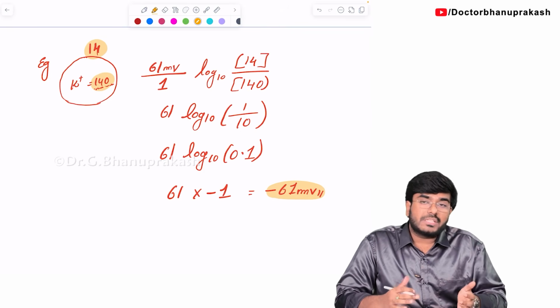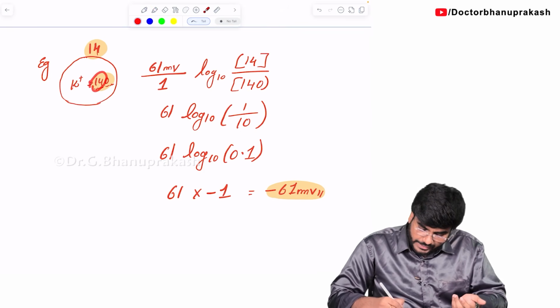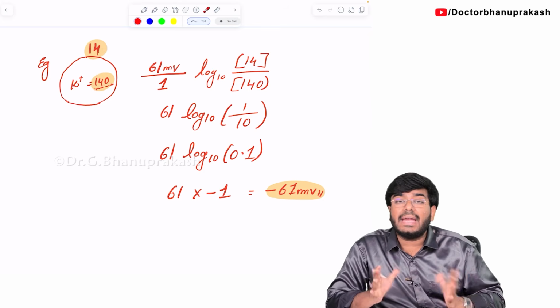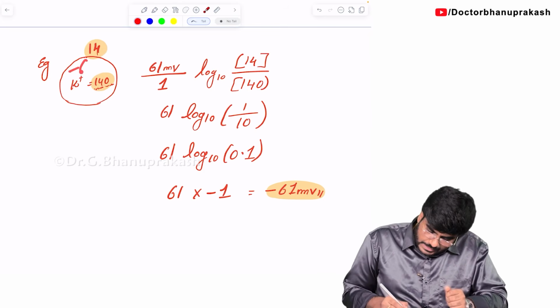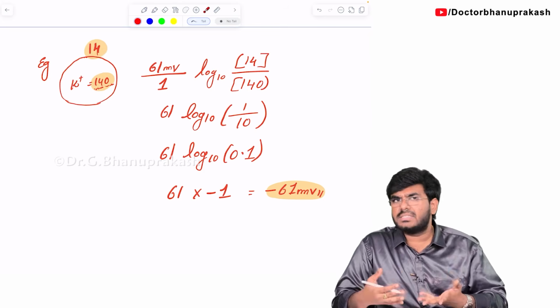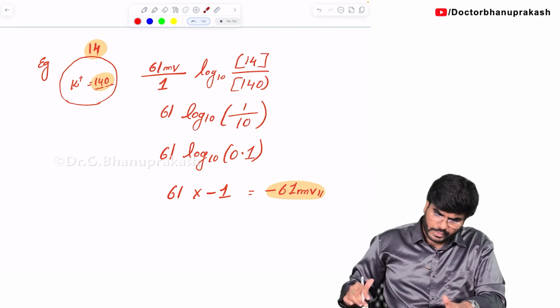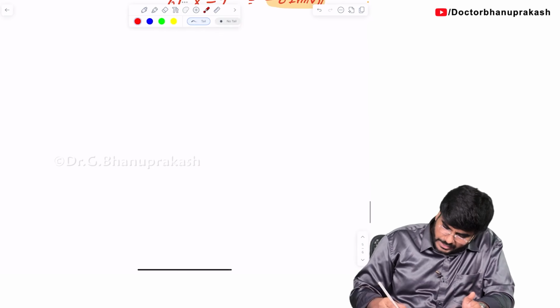So, potassium is going out because of the concentration gradient. It will definitely go out and it will create a voltage of how much? Minus 61 inside the cell. This is just an example. Let me give you one more example so that you will understand better.